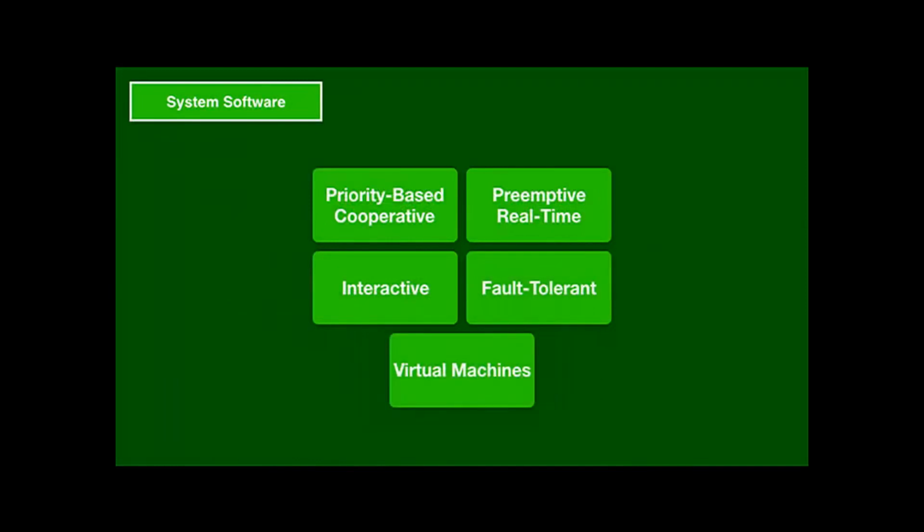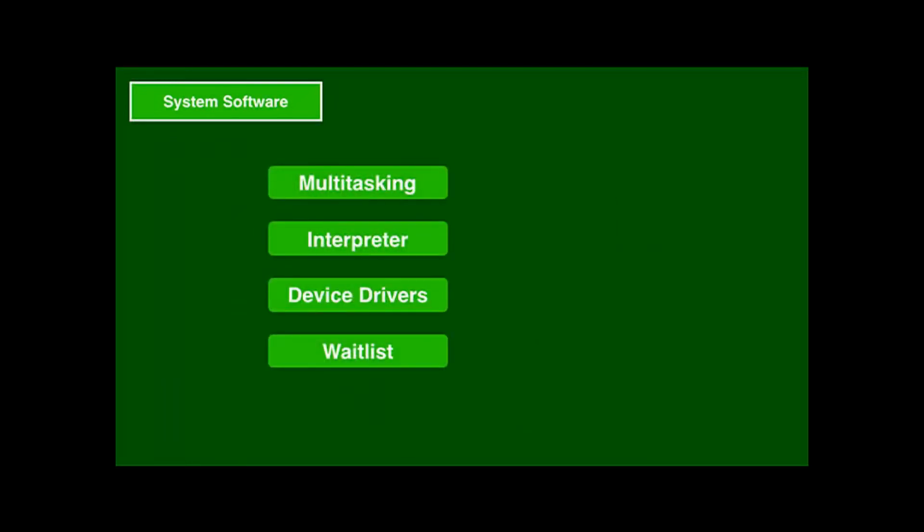The AGC system software makes it a priority-based cooperative, but also preemptive, real-time, interactive, fault-tolerant computer with virtual machine support. The topics we'll talk about are multitasking, the interpreter, device drivers, and the waitlist, as well as the user interface and mechanisms for fault recovery.